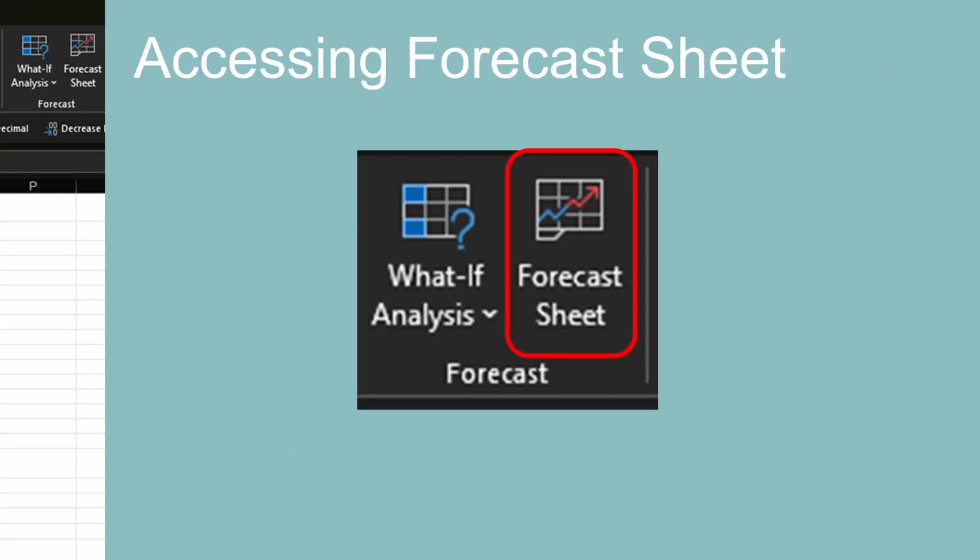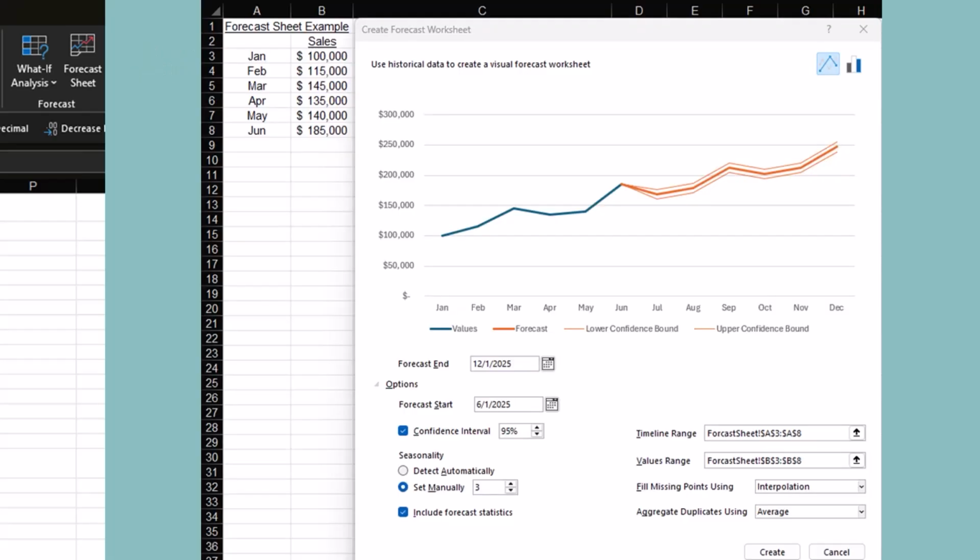The Forecast Sheet functionality is accessed in the Forecast group of the Data tab. Once you click Forecast Sheet, a dialog box appears. Forecast Sheet will create either a line or a bar graph to show both the past data and the future forecast. You enter the forecast end date below the graph preview. The Options caret has many important settings you may want to adjust. Here are a few important ones.